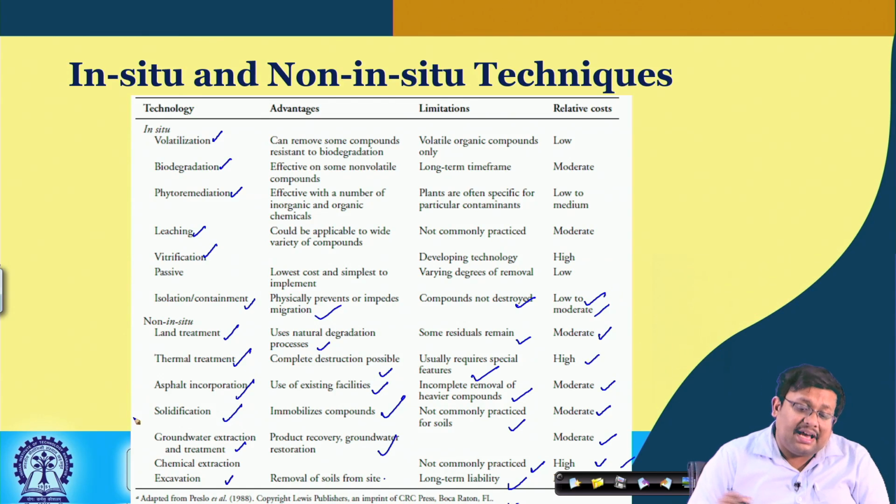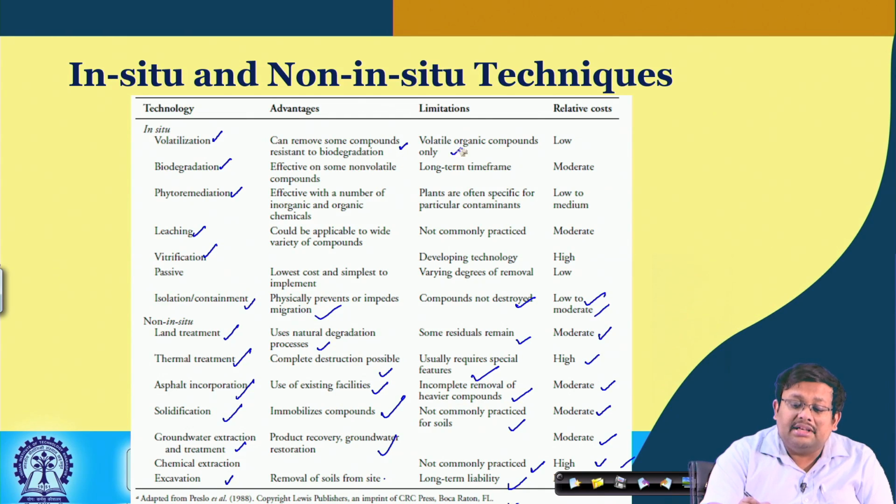So, this basically summarizes the advantages, limitations and relative costs of different in situ and ex situ processes. In case of in situ processes, let us discuss it again. In case of volatilization, it can remove some compounds which are resistant to bioremediation. However, it works only on volatile organic compounds, and you cannot remove the non-volatile compounds. The relative cost is very low. Bioremediation is effective on some non-volatile compounds also, but it requires a long time frame and has moderate cost involvement.